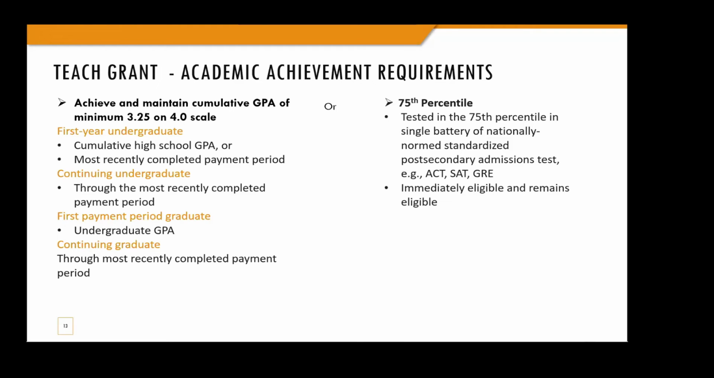Continuing undergrad through the most recent completed payment period as well. First payment period graduate, and continuing graduate through most recent completed payment period. So we're just making sure that it's the most recent term that's completed. Or if you're having trouble keeping up with the 3.25, we can also take ACT, SAT, GRE test scores as long as you've scored in the 75th percentile. Single test subjects are fine. And once you provide us with that documentation, your eligibility is immediate, and you remain eligible.